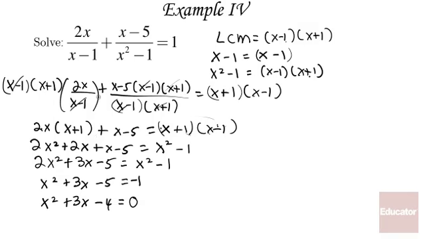Okay, so one side canceled out. I ended up with this. Multiplied it out. Then simplified. So I got 2x squared plus 2x plus x is 3x minus 5 equals x squared minus 1. This gave me, if I subtracted x squared from both sides, x squared plus 3x minus 5 equals negative 1. Add 1 to both sides to get x squared plus 3x minus 4.